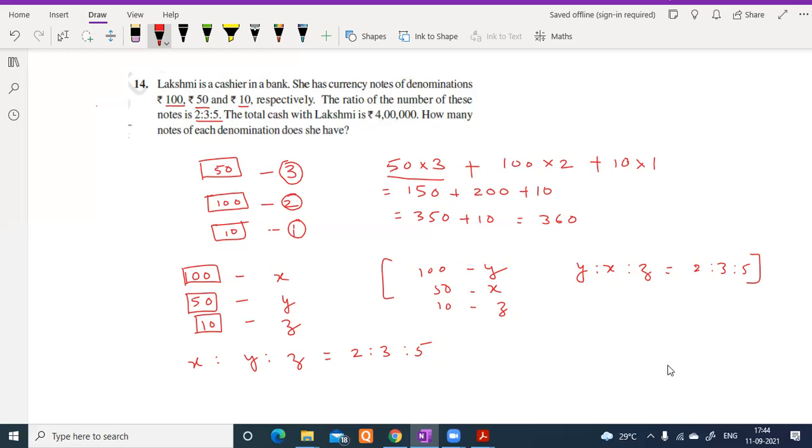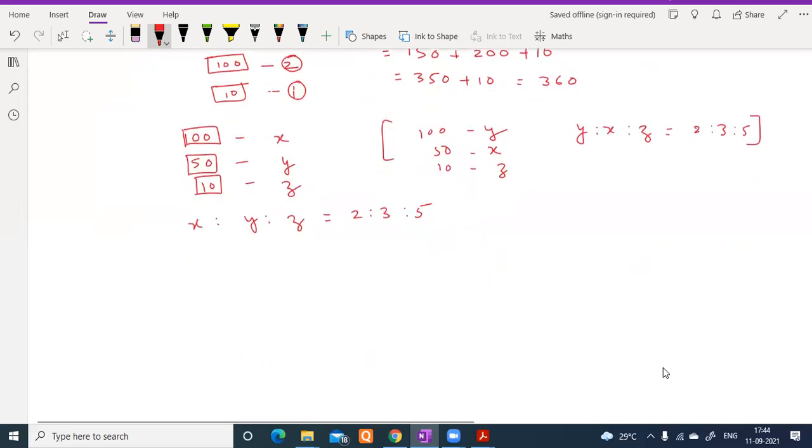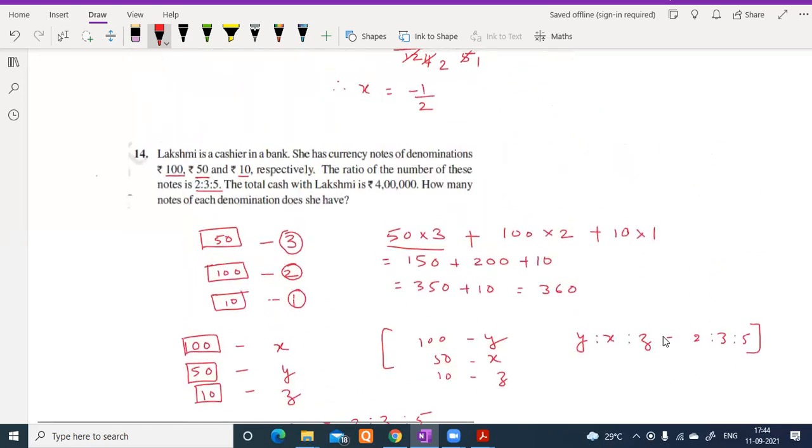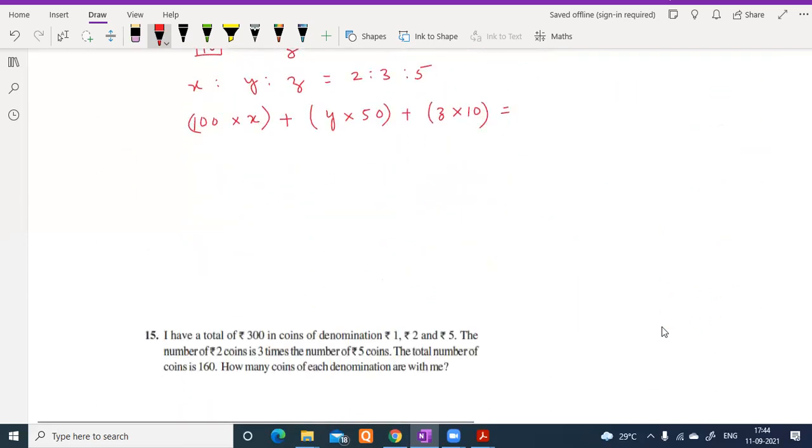So similarly, if I tell you how much you have now, we will say I have x notes of rupees 100 plus y of 50 rupees plus z of 10 rupees is my total amount which I am having currently. And in the question they have told that the total cash with you is rupees 4 lakh. So the total cash which you are having currently is 4 lakh. That's the thing which they have mentioned.